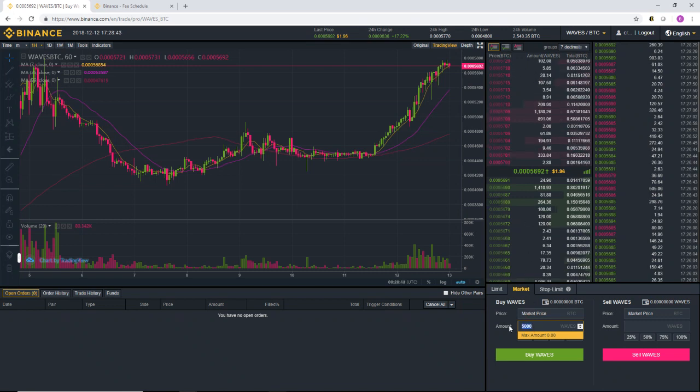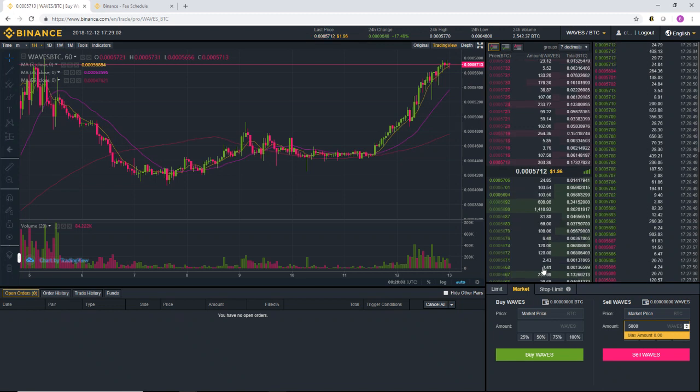The same would work on the sell side. So if I wanted to sell 5,000 Waves, I would sell through the 5700 here, all the way down probably into the mid 5600s. Just keep that in mind. When you're setting a market order, you're buying at any price, but at the cheapest prices in the order book up until your amount is filled.